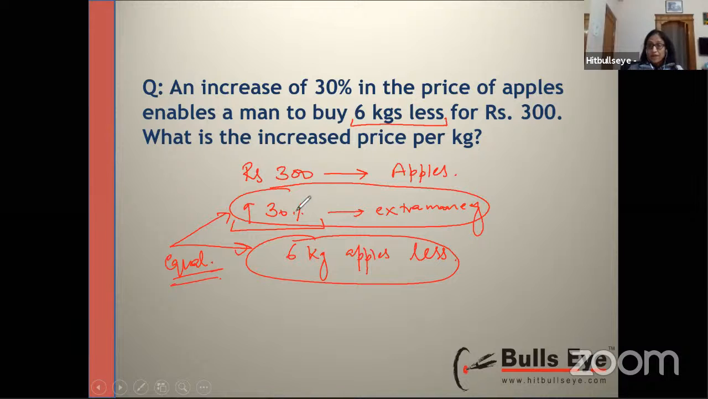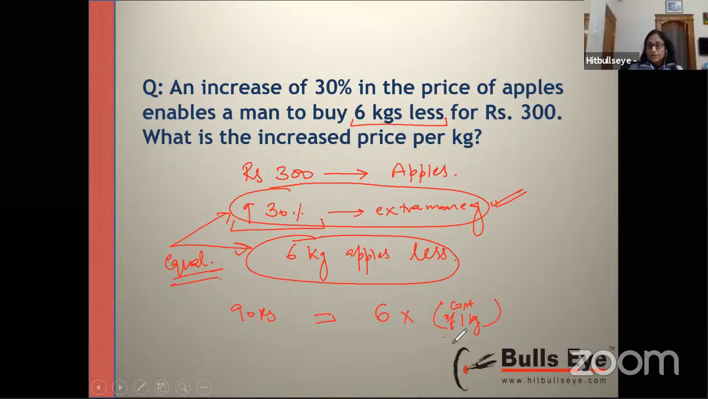You were supposed to have 30% more today, right? So what is 30% of 300? 90 rupees. So this first thing is 90 rupees. Second thing is the cost of 6 kilograms of apples. Cost of 6 kilograms is like 6 multiplied by cost of 1 kilogram. And isn't this what the question is asking? Cost of 1 kilogram of apple.